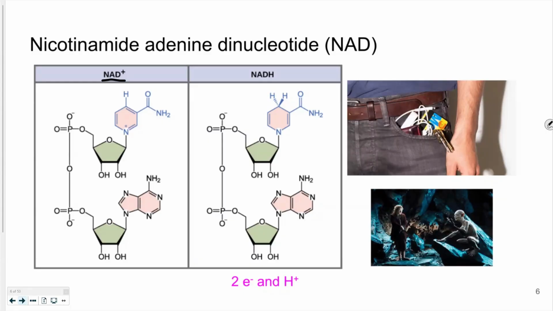Here's its chemical structure. We don't have to memorize this. It has a big, long, scary name. This is why we're going to call it NAD+. So the NAD+ is going to accept the high energy electrons and convert into the NADH form. So when NAD+ is given the electrons, it is reduced to NADH. NADH is the one that is carrying around those extra high energy electrons.